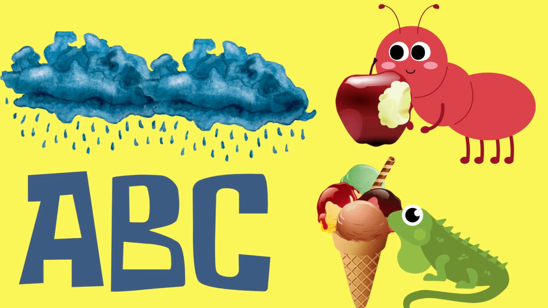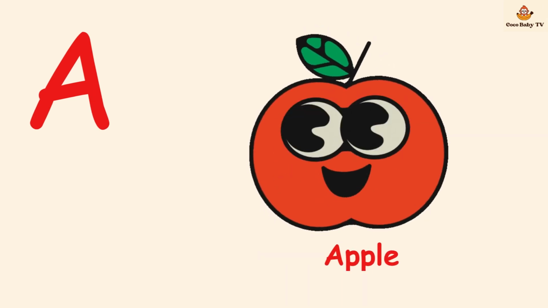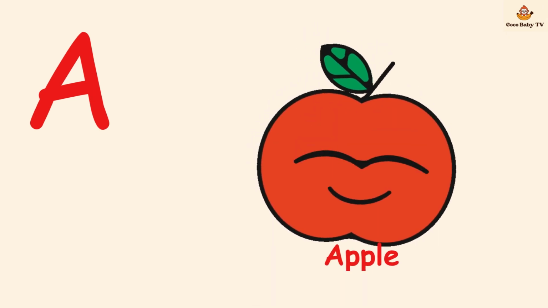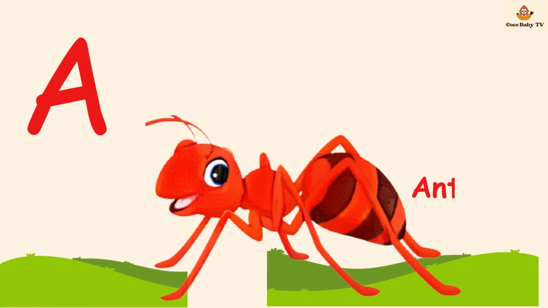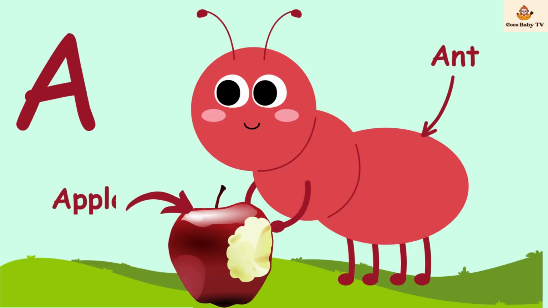Let's learn alphabets. A is for apple. A is for ant. A is for apple. A is for ant. Ant eats apple.